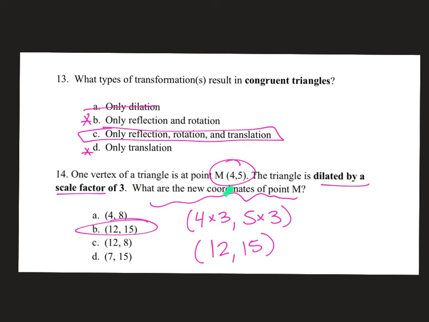All right, number 14, they give you a point on the triangle. They say it's dilated by a scale factor of 3. When we're doing scale factor, we're using multiplication.